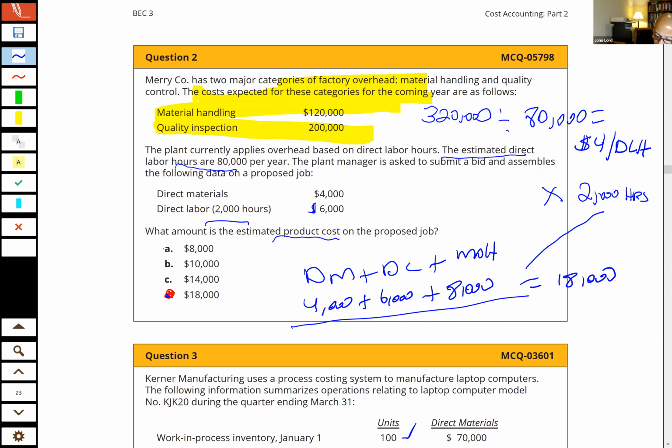So I think some of you maybe picked this one because you were just thinking they were asking you for the overhead, because you got all excited when you got the overhead number and you just saw 8,000 and picked it. And notice how they put it as the first choice because they know that you're going to get excited and want to pick that and move on to the next question. Got to read the question carefully. They're asking about product cost here. Question.